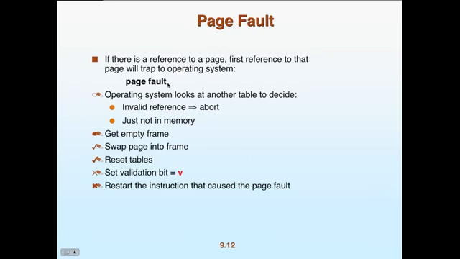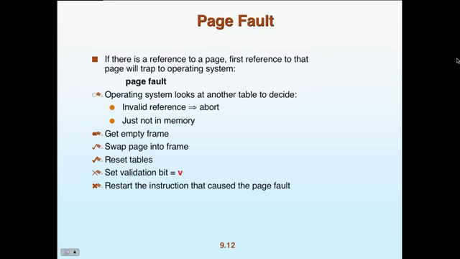When it catches a page fault as a trap that gets signaled, it goes into the same structure. The kernel looks at this and goes, "Oh, page fault. This means something's not loaded into memory," and then it deals with the page fault, which basically sends out another instruction and says, "Well, then load it into memory." So operating systems look at another table to decide if it's an invalid reference. If it is, abort.